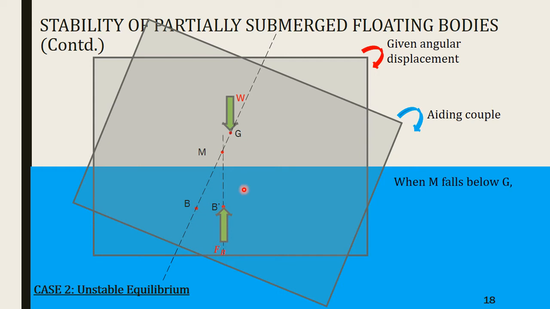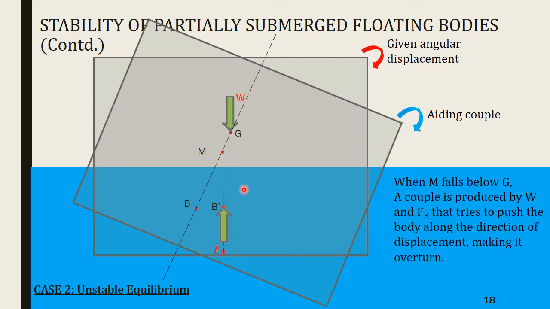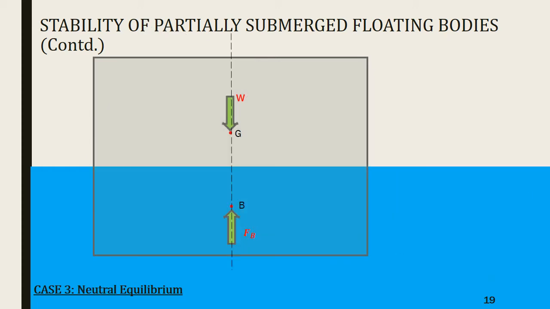So when M falls below G, a couple is produced by W and FB that tries to push the body along the direction of displacement, making it overturn. Thus, the body is said to be in unstable equilibrium. Now, the third case is neutral equilibrium.